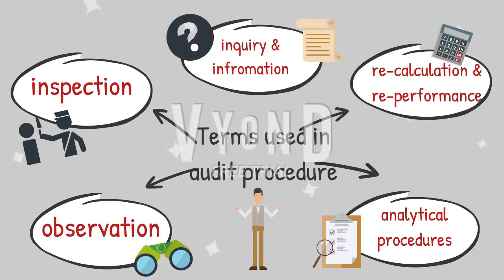Third, recalculation and reperformance. This is to check the accuracy of the items and various documents. Fourth, analytical procedures. Identifying and investigating unusual fluctuations and items, especially in the bank statement and income statement. Lastly, observation. Observing client staff performing a process in relation to an area of audit concern.